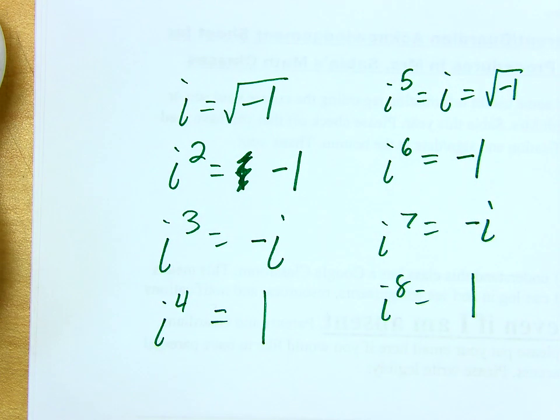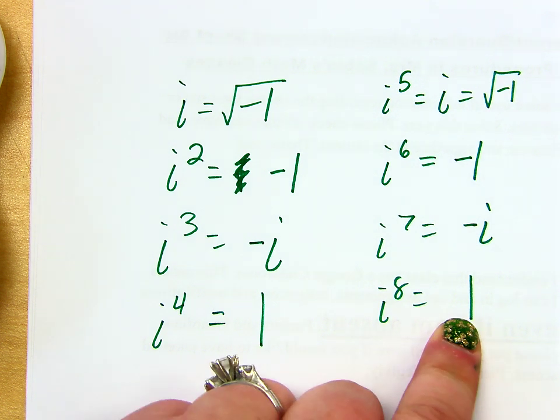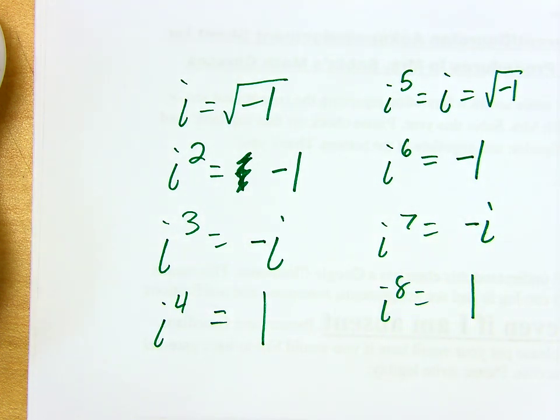What about i to the 27th, without actually doing it out 27 times? That'd be crazy. Negative i. Yes. Think about it: 28 is a multiple of 4, so 27 is 1 before it.